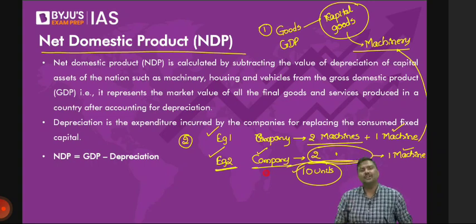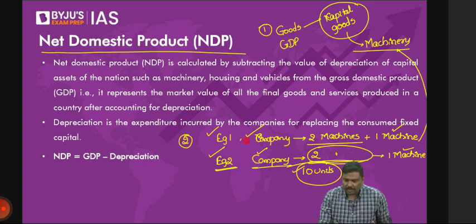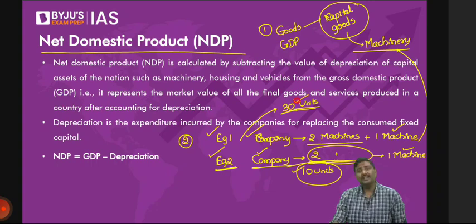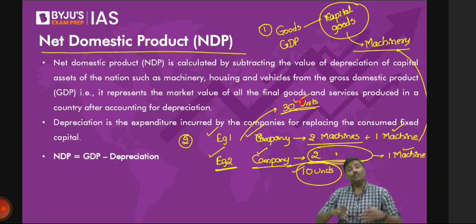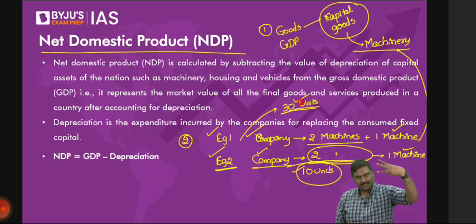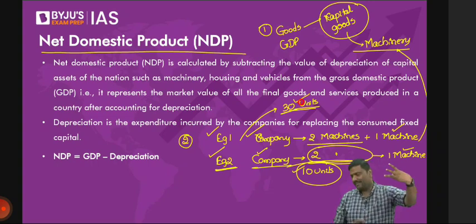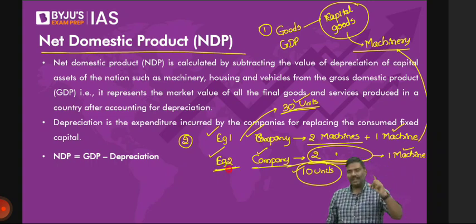How much production will they do? 20 units. But in example 1, there are 2 machines. In addition to the 2 machines, I purchased 1 more machine. Now tell me, how much will the production be in example 1? 30 units. Again, some of you are saying how production will change. I'm assuming per machine, they are going to produce 10 units. For every machine, they are going to produce 10. So in example 1, we will have 3 machines. You'll produce 30 units. Is it difficult? Per machine, 10 units. 3 machines, 30 units. In example 2, per machine, 10 units. You have only 2 machines, 20 units.